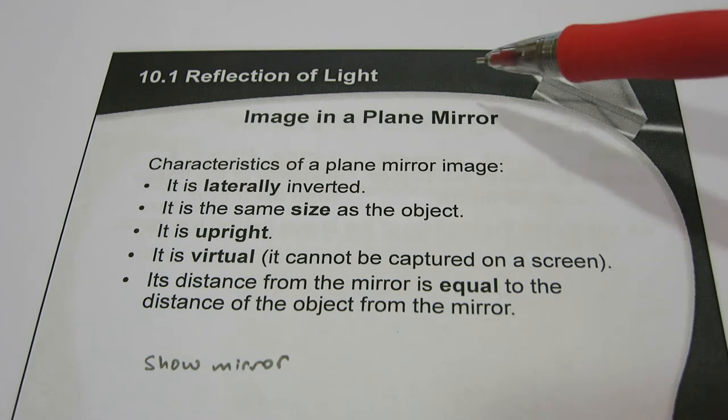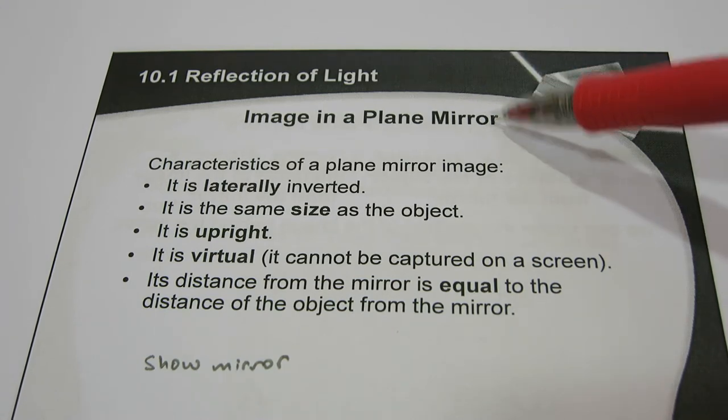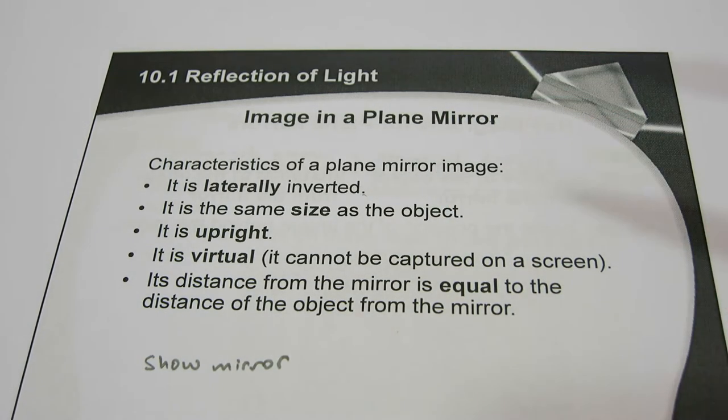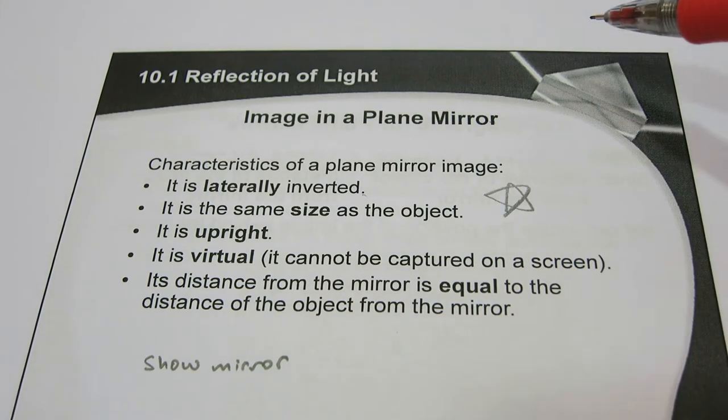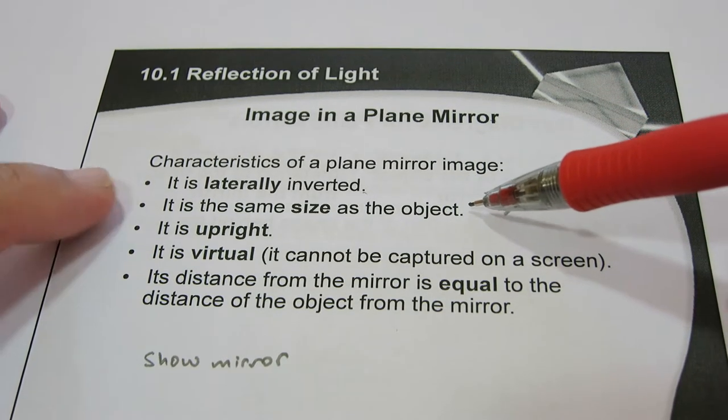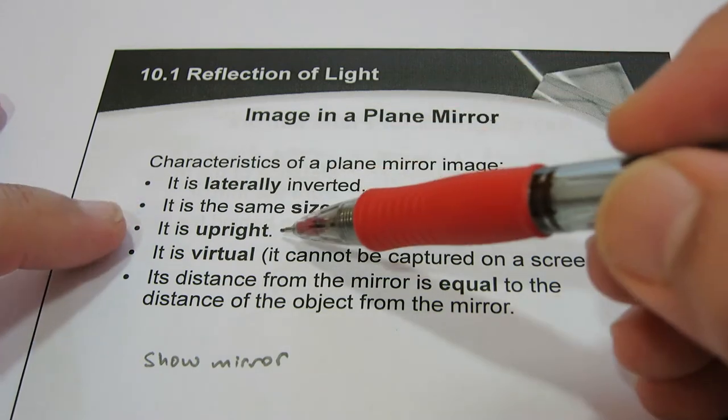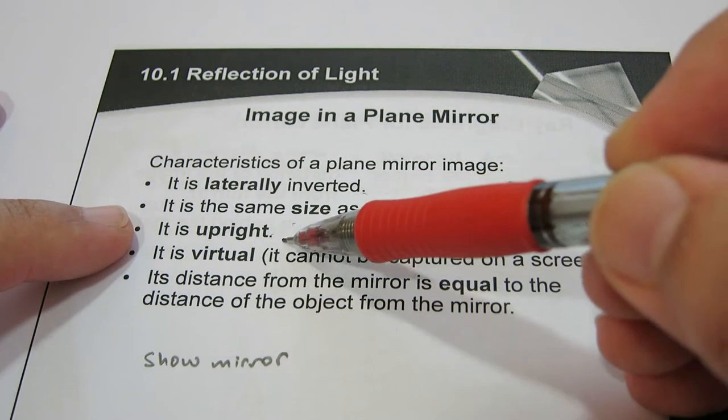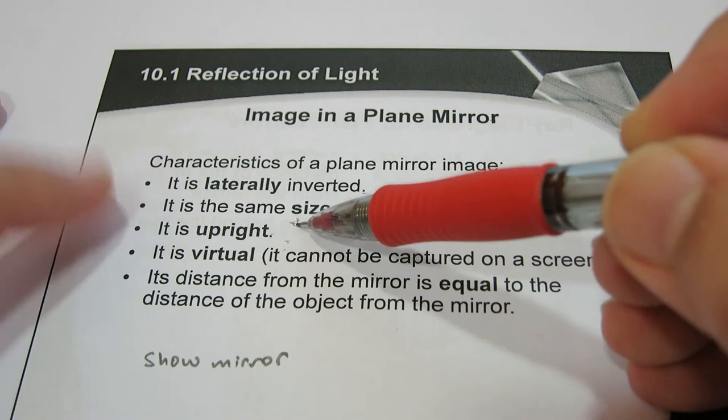Alright, so these are some characteristics of an image formed in a plane mirror. It is laterally inverted. I'm going to have to ask you to memorize this because it's important. It's the same size as the object. It is upright, meaning it's not inverted. Up is not down, down is not up. Meaning up is still up, down is down.